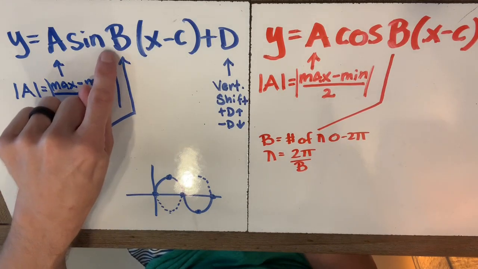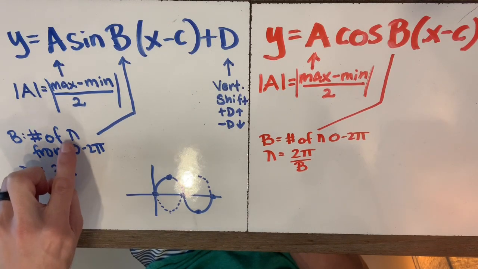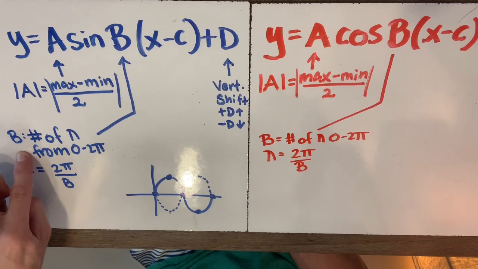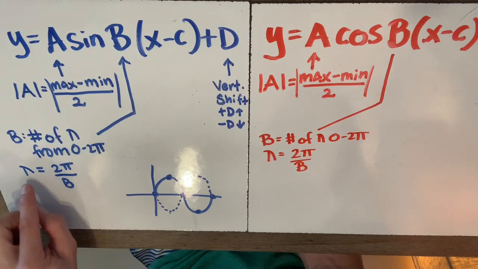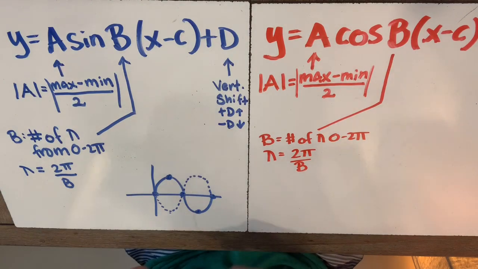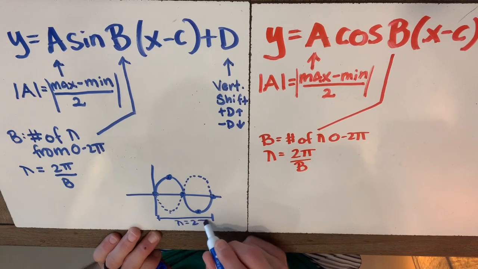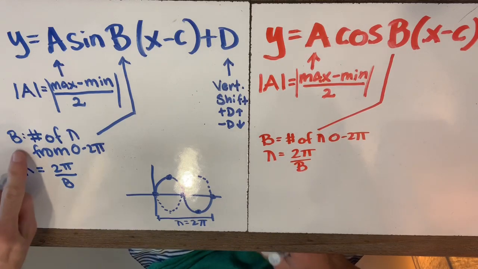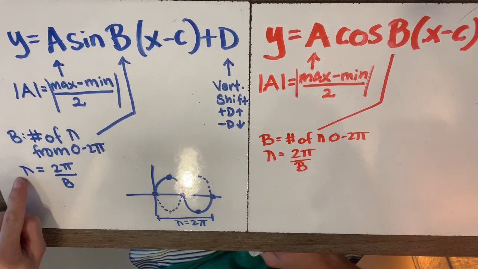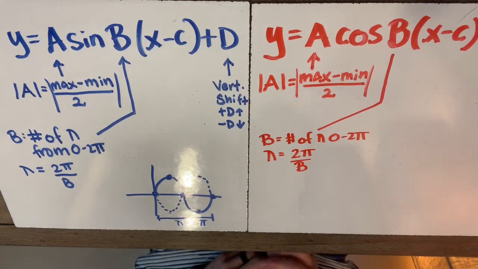B, you've got to know this by heart, is by definition the number of cycles or periods, I'm using the Greek letter lambda for that, from 0 to 2 pi. Well, there must be a connection between this letter b and the actual period length. Remember, for the parent function the period is 2 pi radians. And so the more cycles you have, the smaller your period. The relationship that encompasses that is: period is 2 pi over b.